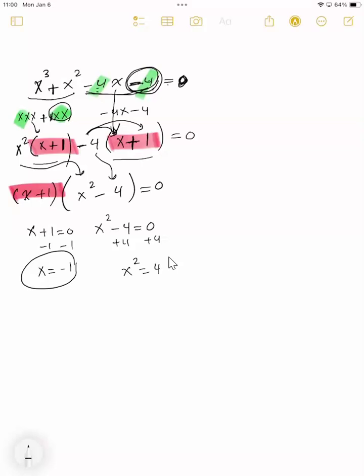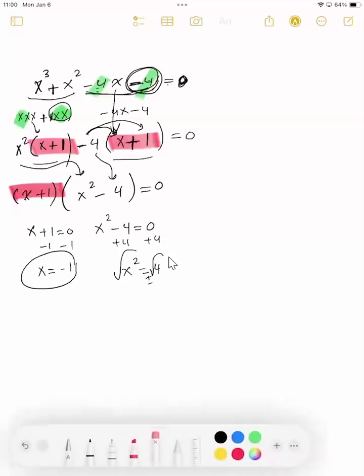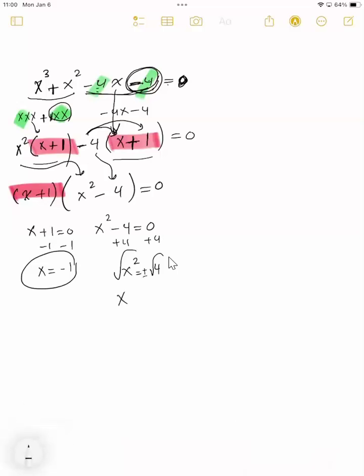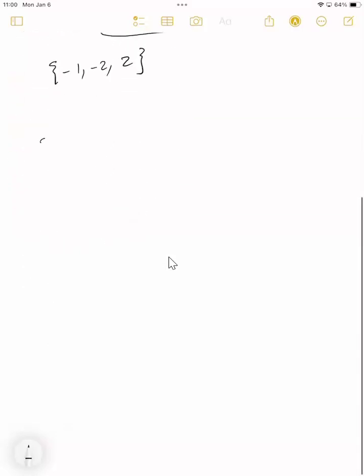You square root both sides. The side that has a number gets a positive and a negative. So you get x is equal to +2. So your numbers are -1, -2, +2. These are your factors. I want to go over one more problem here.